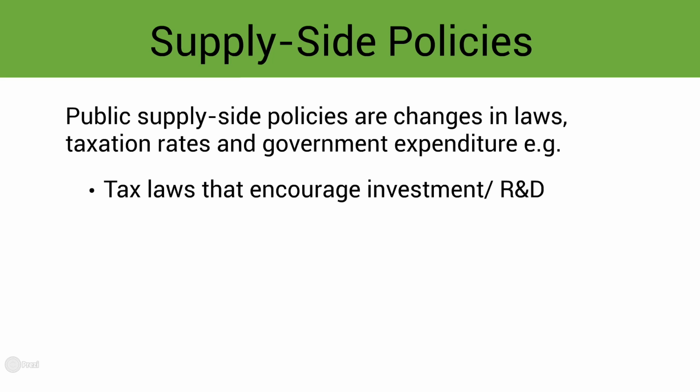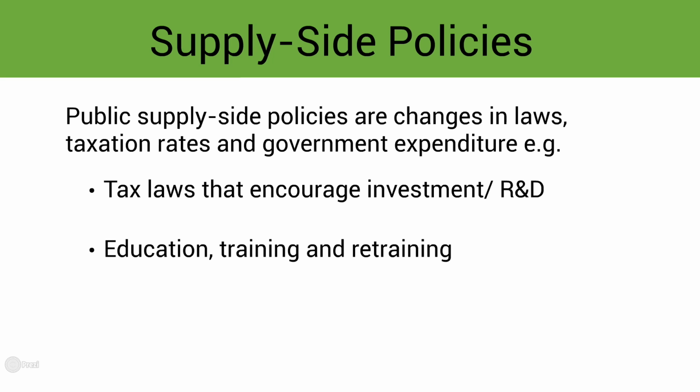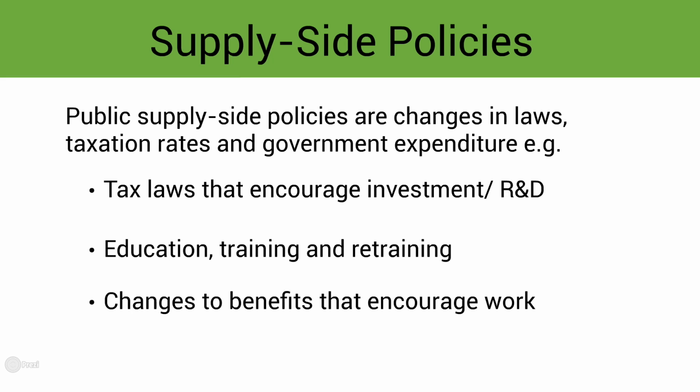Another supply-side policy is education, training and retraining. The government spends large sums of money on education, both higher education and education that is pre-18. Education, training and retraining increases the productivity of the workforce, which causes the productive potential of the economy to increase. Another supply-side policy is changing benefits to encourage individuals to work longer or enter work. A final example of a supply-side policy is deregulation, which is removing regulation from certain industries.